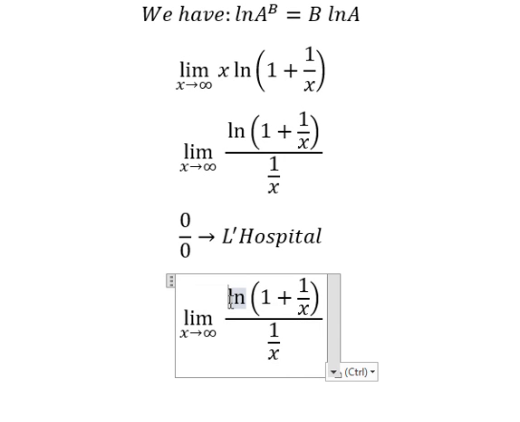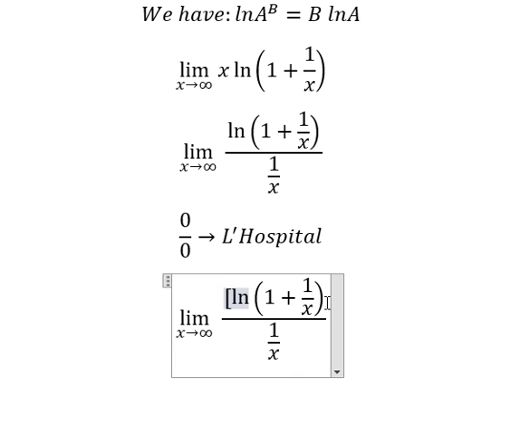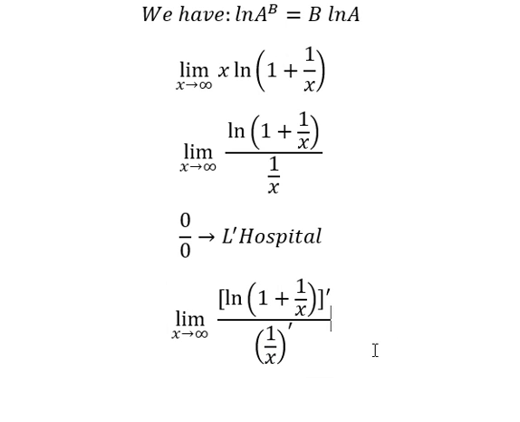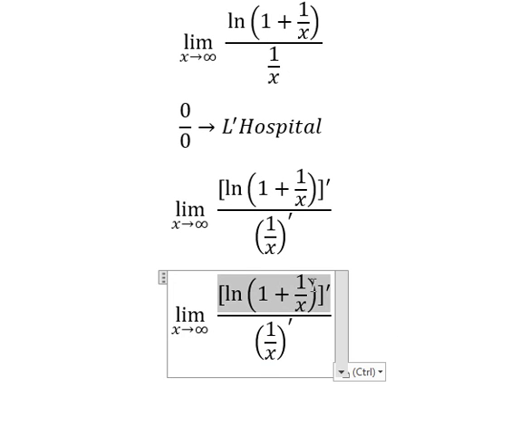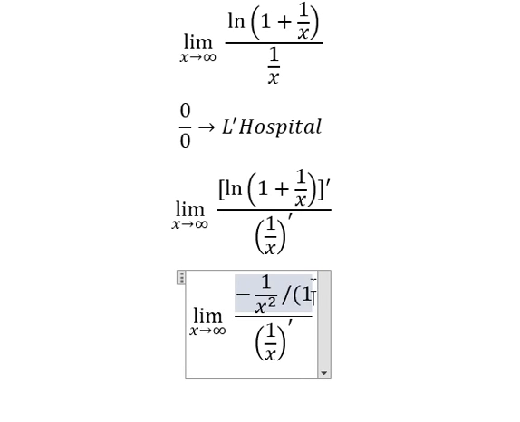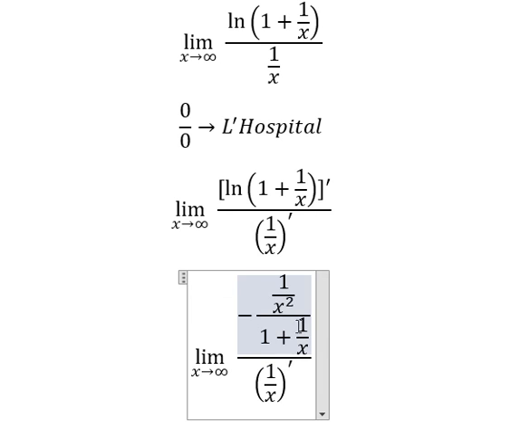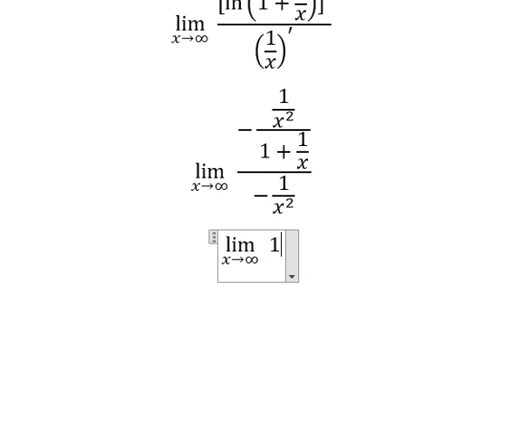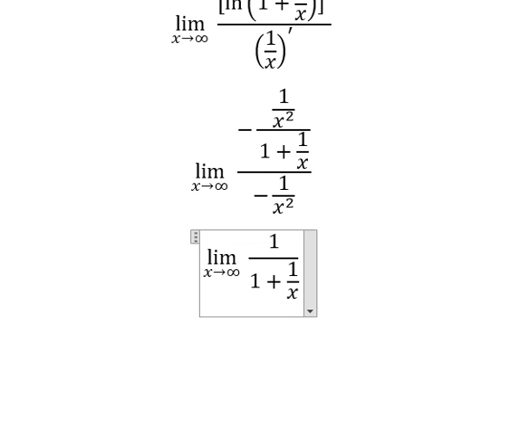So we can first take the derivative of the numerator and the denominator. For this one, we have negative 1 over s squared over 1 plus 1 over s. This one we have negative 1 over s squared. Now we need to simplify this one and this one with the negative sign. And now we just have 1 over 1 plus 1 over s.